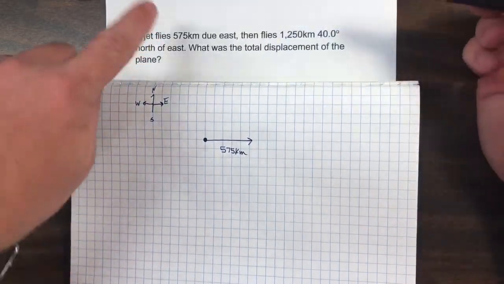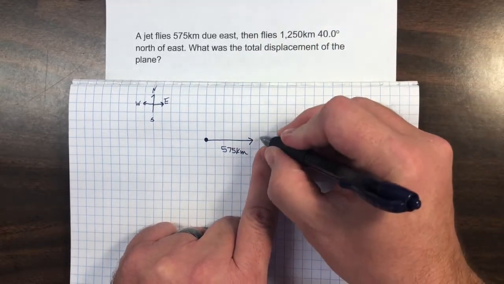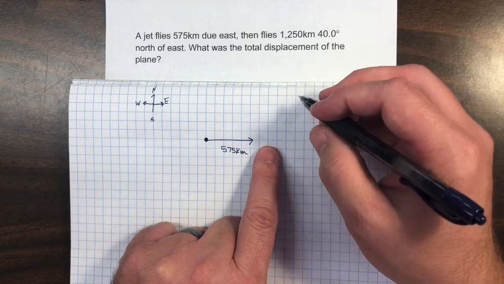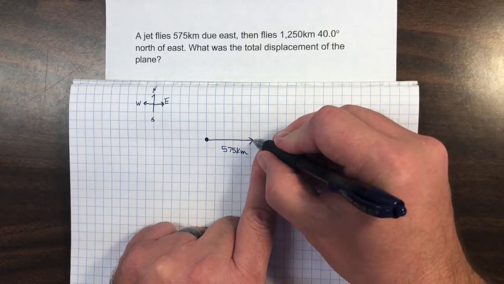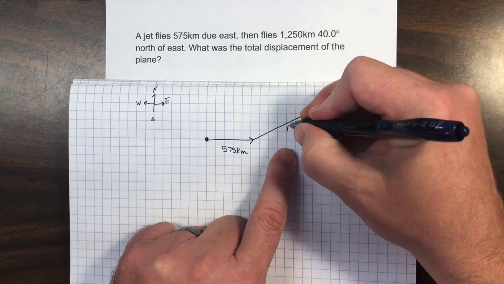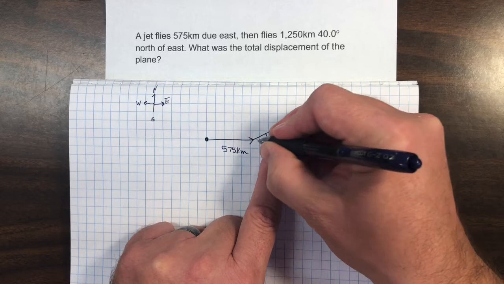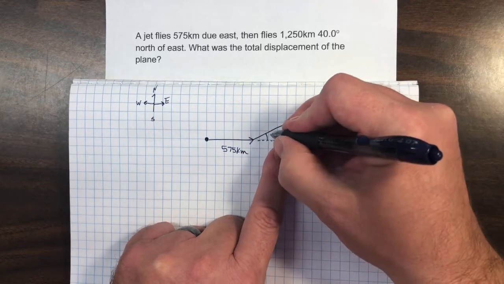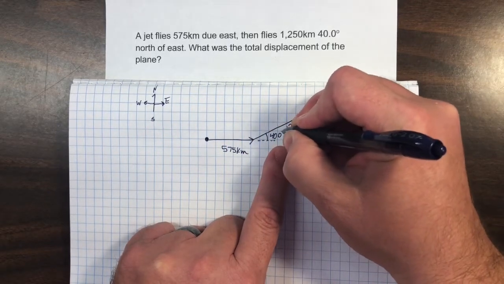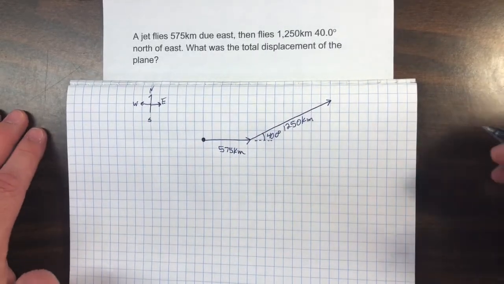Okay, so 1250 is about twice that, so I'm going to make my arrow about twice that size. 40 degrees, I'm just going to do a guess here, is probably, let's just say that's good enough. Let's continue east out here. Let's label that. Okay, what was the total displacement of the plane?